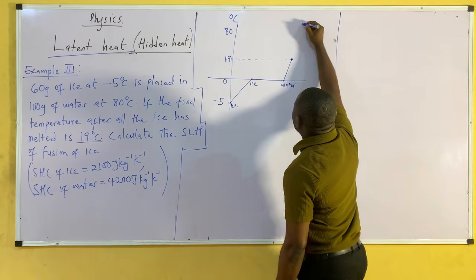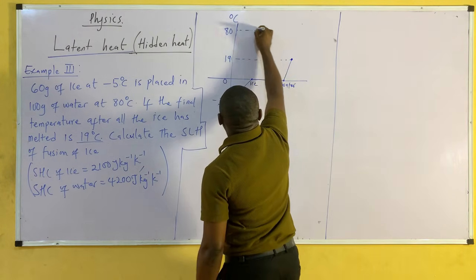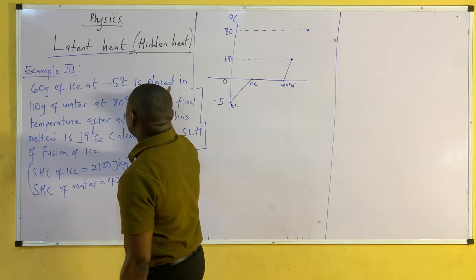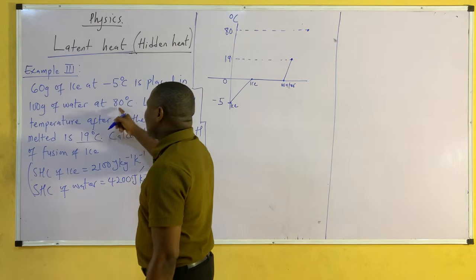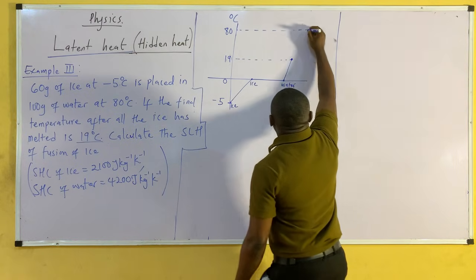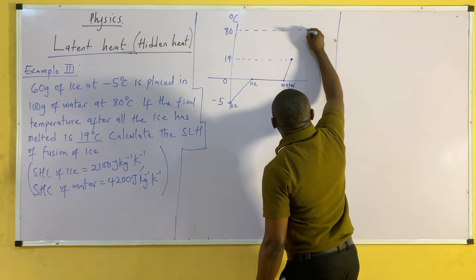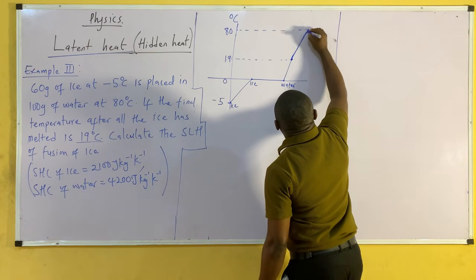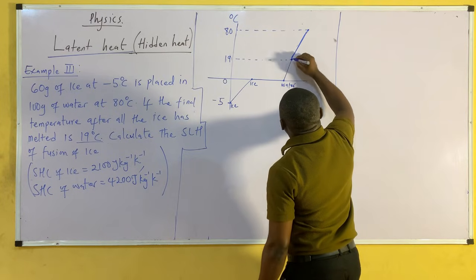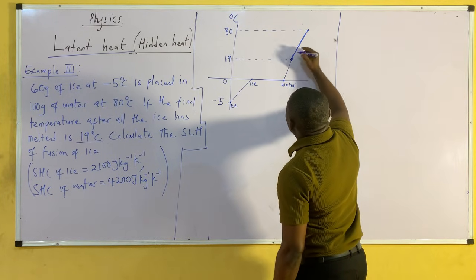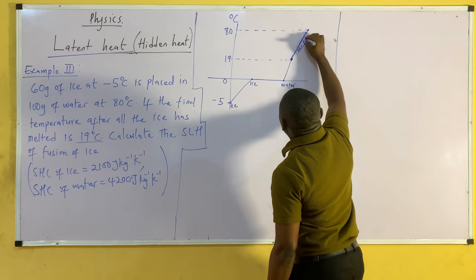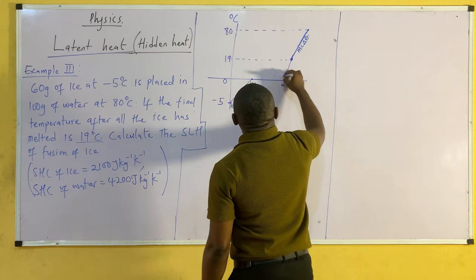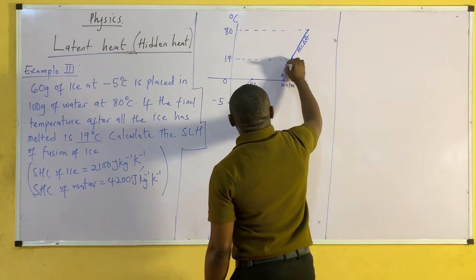Now remember, there is another person coming from here, which is 80. Now, which is that? That is water. 100 grams of water at 80. So it means that this will come down straight to meet this. So what is happening here is that it's losing heat. So from here to 19, is just MC change in theta.